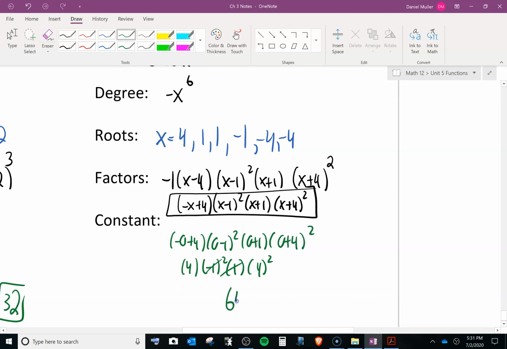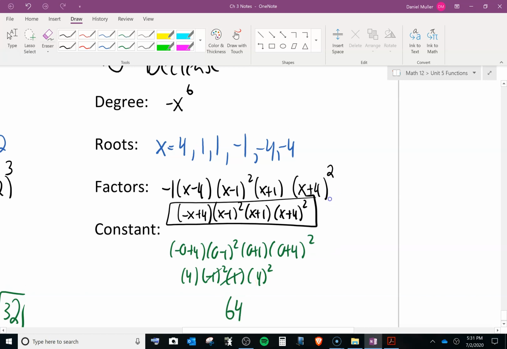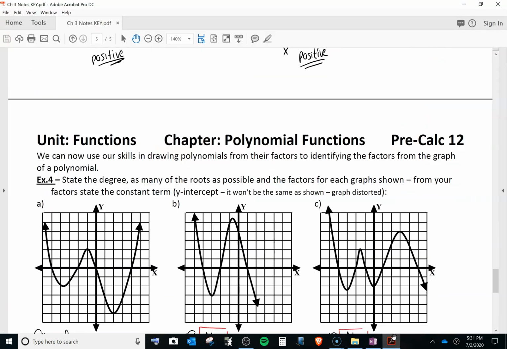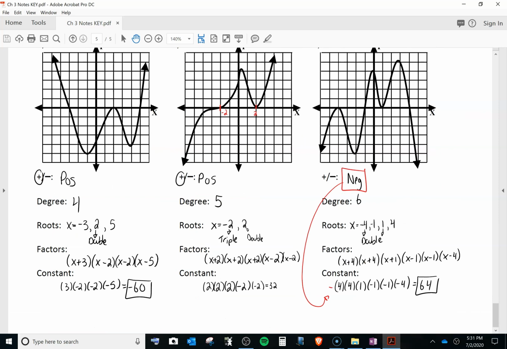Is that 16? I think that's 64. Positive 64. Is this thing? Yep, right there. Positive 64. I should just double check here. Yeah, positive 64 and 32 and negative 60. So that is what I did here.